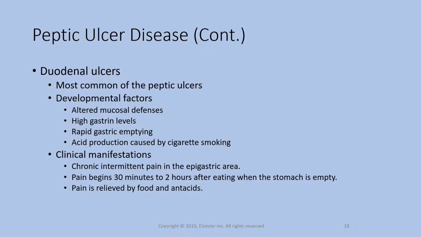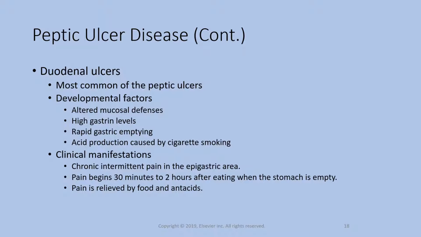Developmental factors alter mucosal defenses, such as high gastrin levels. Gastrin is a hormone that helps produce acid in the stomach. Rapid gastric acid production is caused by cigarette smoking. Chronic manifestation is chronic intermittent epigastric pain that usually begins 30 minutes to 2 hours after eating.